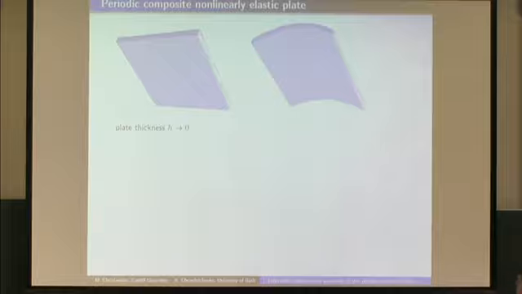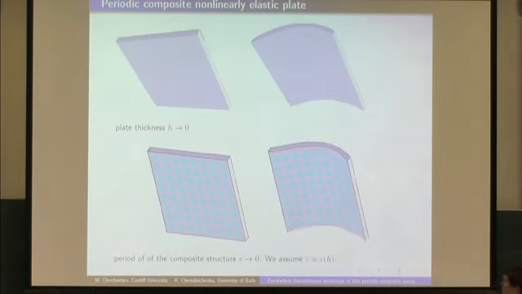Right, but this is a homogeneous plate, and these plates already were studied. I'll speak about this later. In our setting, we consider a periodic plate, so the periodic composite plate, and again we bend it. So the period of the composite structure is another small parameter epsilon. It also goes to 0 together with h, and we assume that epsilon is a function of h. So h is our main parameter, if you wish.